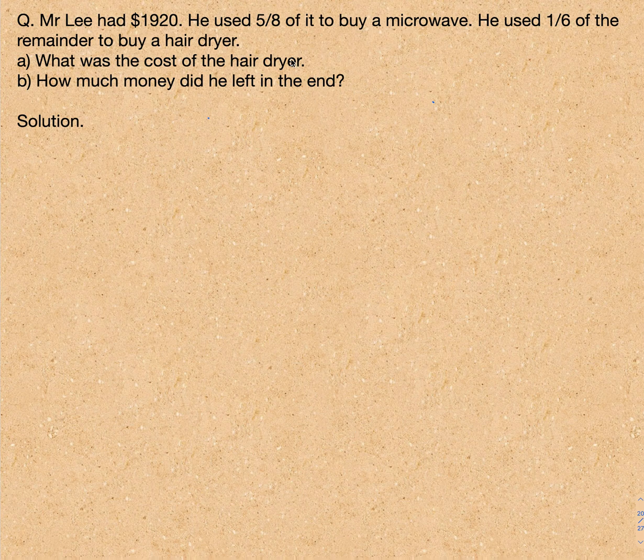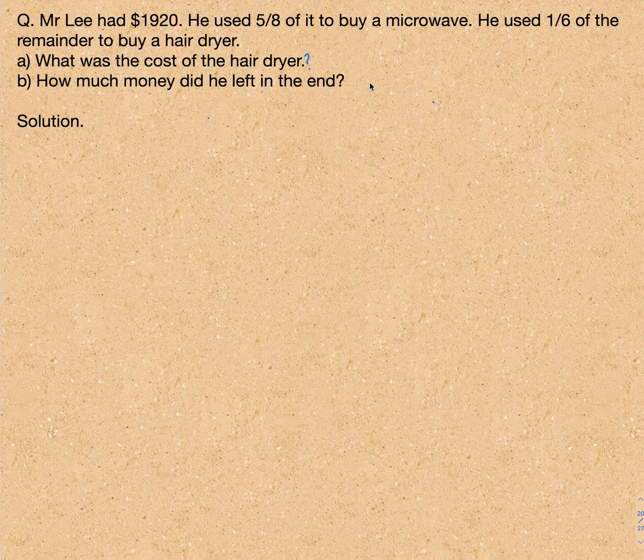Mr. Lee had $1,920. He used 5/8 of it to buy a microwave. He used 1/6 of the remainder to buy a hairdryer. Now the question is, part A, what was the cost of the hairdryer? Okay, this should be a question mark. And how much money did he have left in the end?